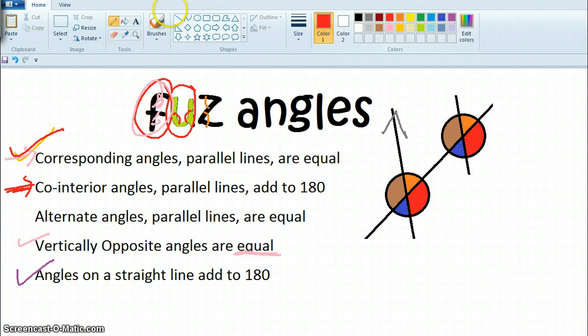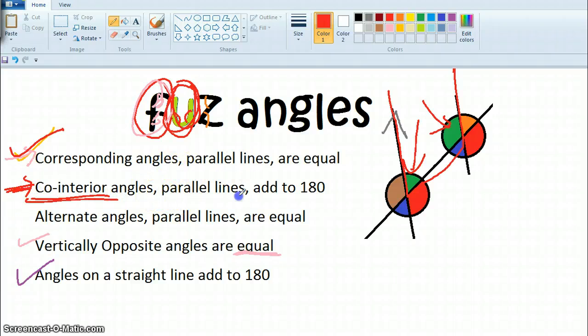Co-interior is when it's on the inside. So these two are on the inside. You're imagining that, if you like, is the U. So these two are on the inside. So they're co-interior or consecutive interior parallel lines. They add to 180. The other two, that one and that one.